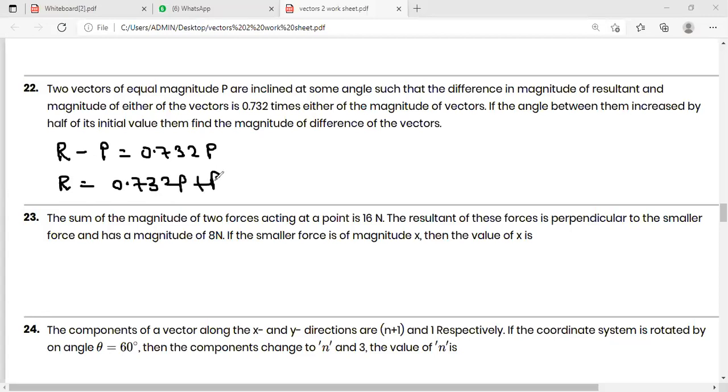0.732 P plus P, P is taken common. 1 plus 0.732, that is 1.732. This is nothing but root 3 value only, na? So the resultant is root 3 into P. Okay. And now the remaining part of the question.